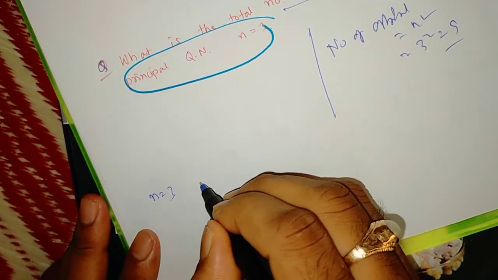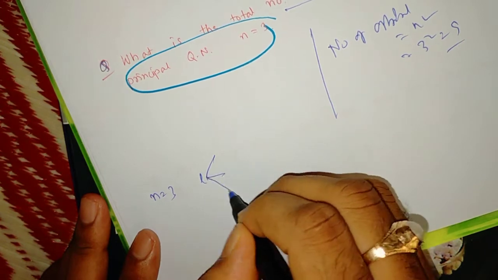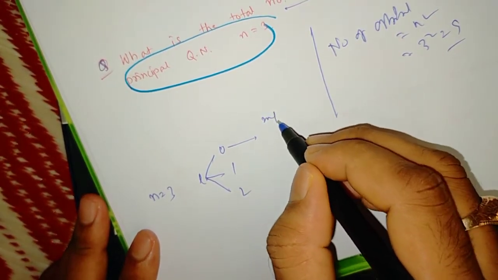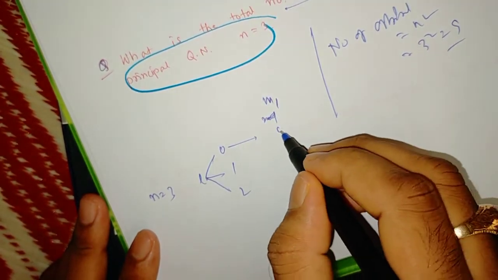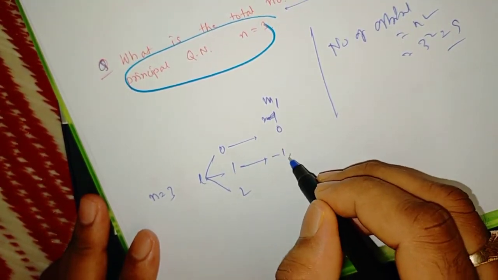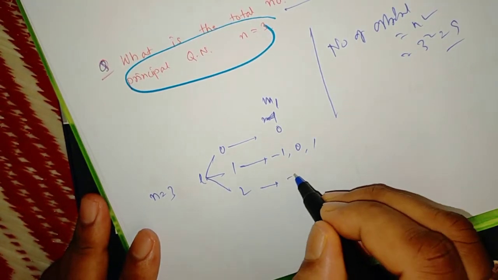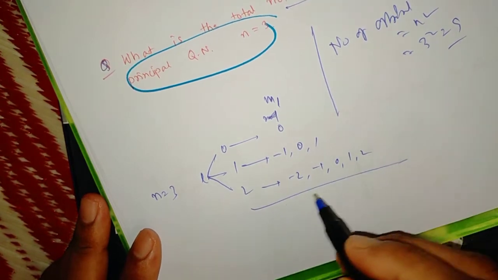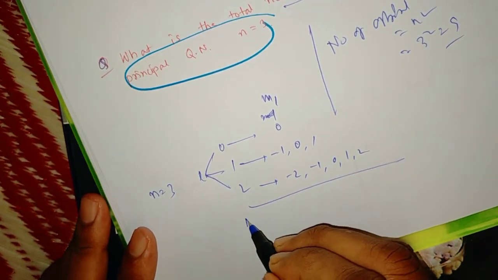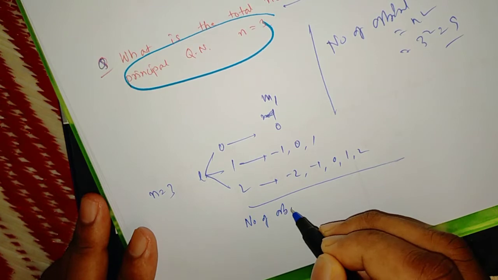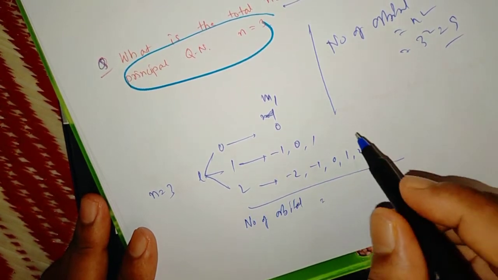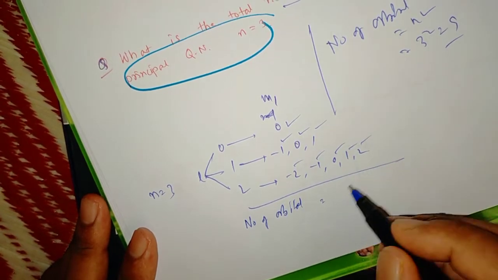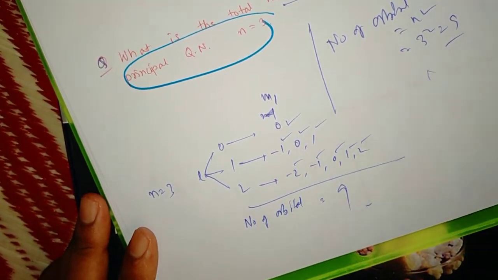For n equal to 3, l equal to 0, 1, 2. For l equal to 0, ml equal to 0. For l equal to 1, ml equal to -1, 0, 1. For l equal to 2, ml equal to -2 to +2. So count the number. The number of orbitals is 1, 2, 3, 4, 5, 6, 7, 8, 9, like that, or you go by the direct formula.